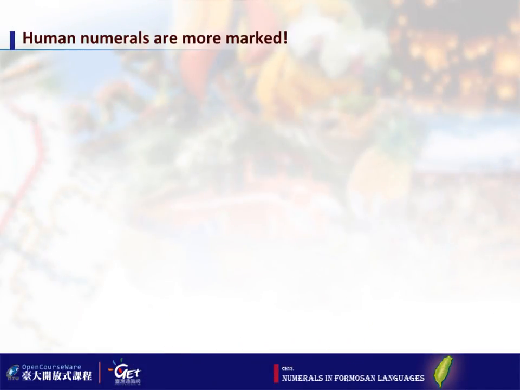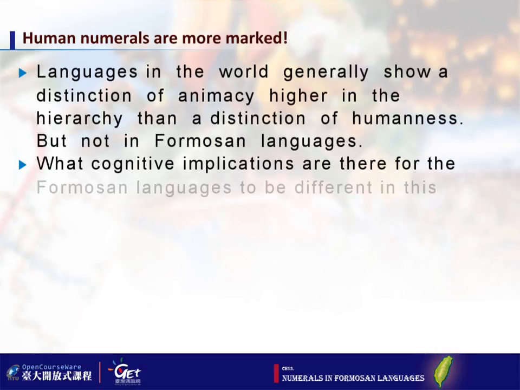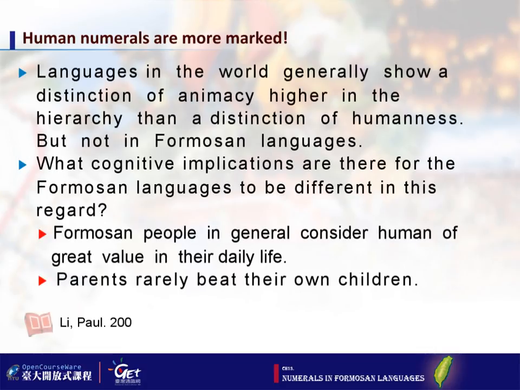And surprisingly, the human numerals in these languages are more marked. What does it mean by being marked? Marked is as opposed to default. Default is something that is unmarked. So whatever is taken for granted will be default. Marked is something distinctive, very unique, very special. So these human numerals are more marked. That means the default form is the non-human one. And they would have to make something special to make them into human numerals.